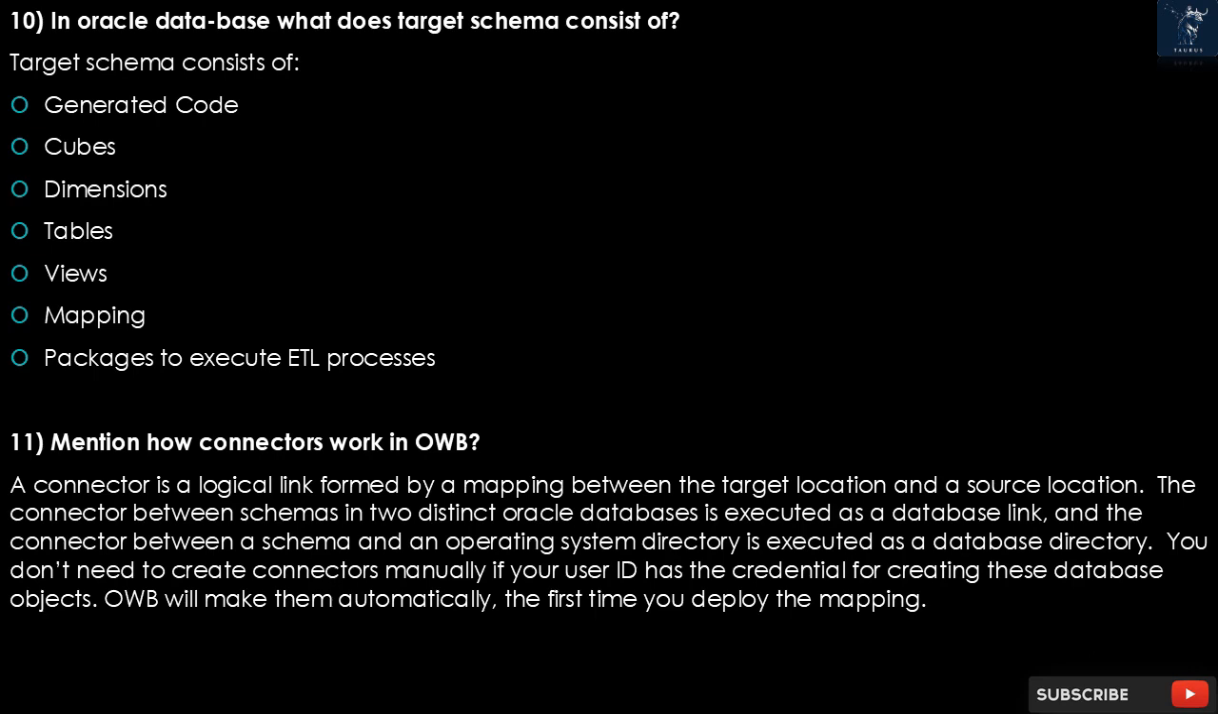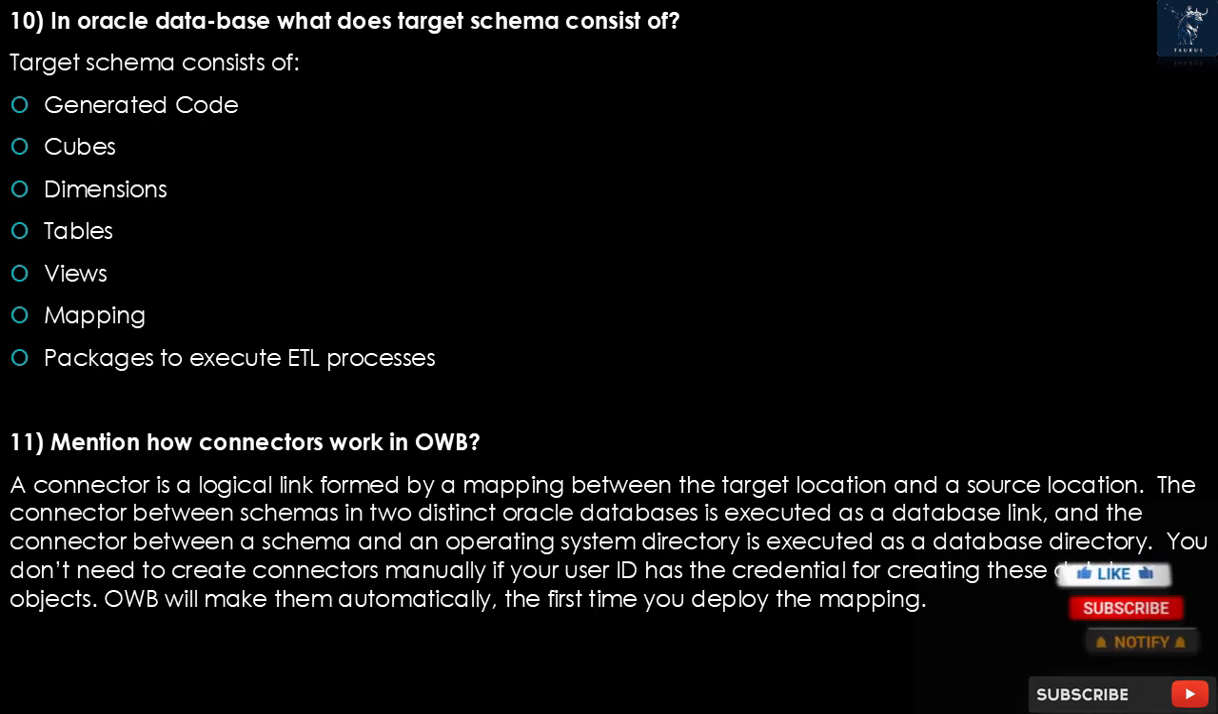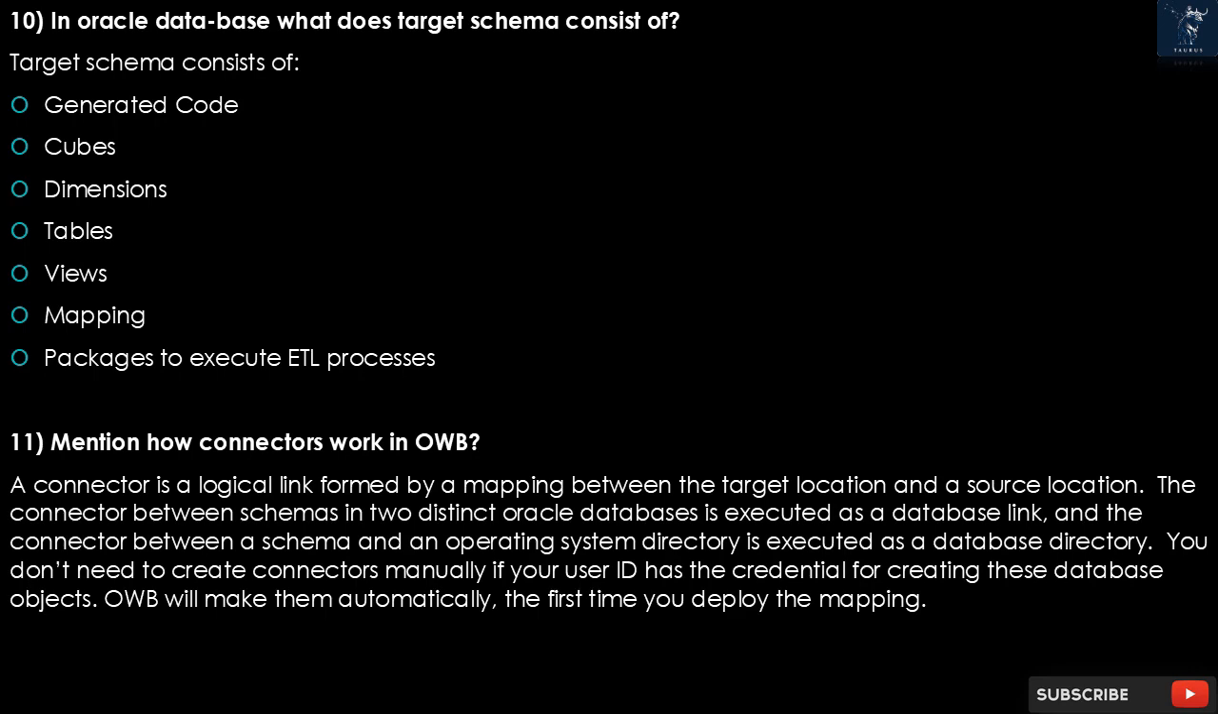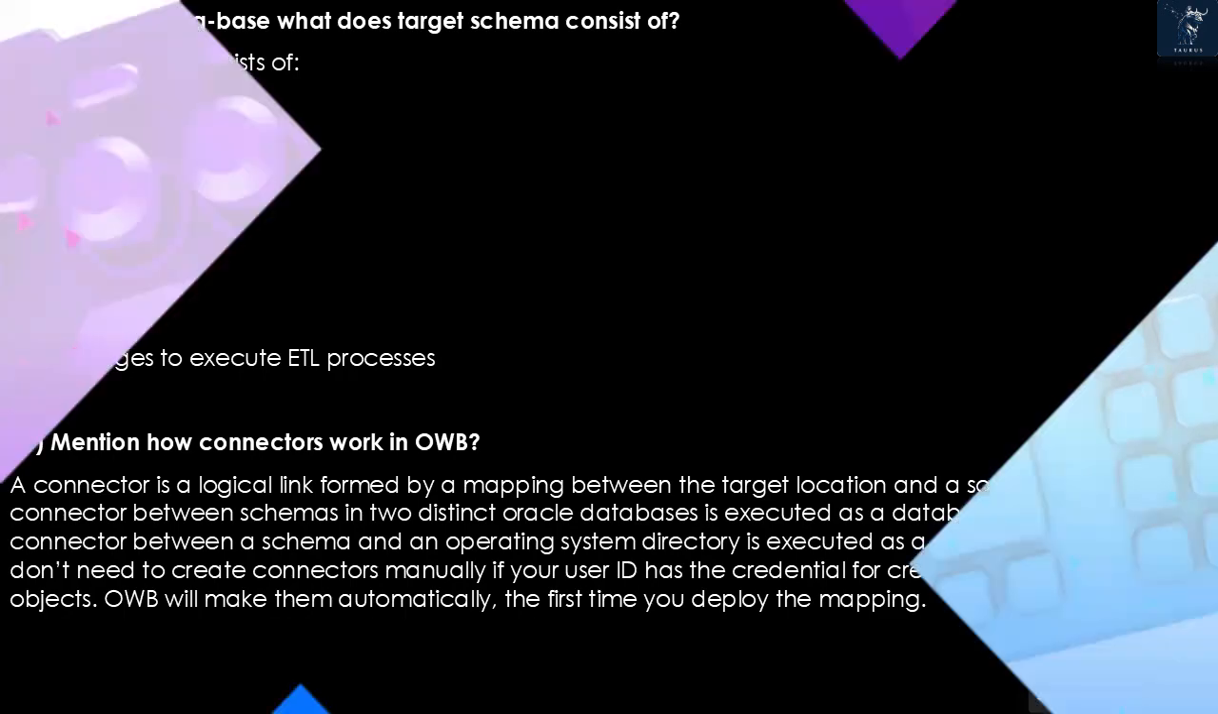11. Mention how connectors work in OWB. A connector is a logical link formed by a mapping between the target location and a source location. The connector between schemas in two distinct Oracle databases is executed as a database link, and the connector between a schema and an operating system directory is executed as a database directory. You don't need to create connectors manually if your user ID has the credential for creating these database objects. OWB will make them automatically, the first time you deploy the mapping.